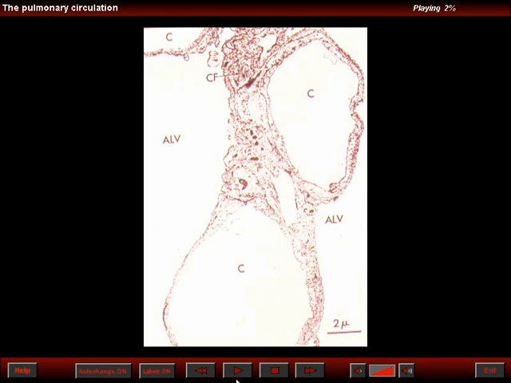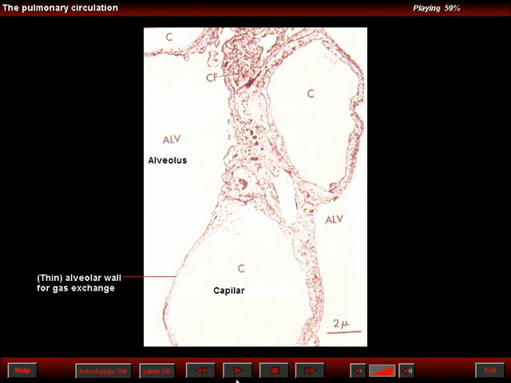This is a high-power photograph of the alveolo-capillary complex. The thickness is 2 micra. We can see the alveolus, the capillaries, and note that there is a thin wall that appears between both, and that is the site of gas exchange. This wall has the basement membrane of the capillaries and the pneumonocyte type 1 with a very thin wall, and it is at this level where oxygen is absorbed and CO2 eliminated.